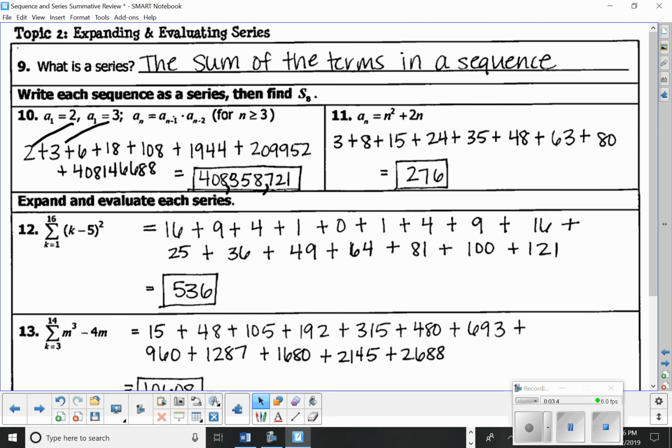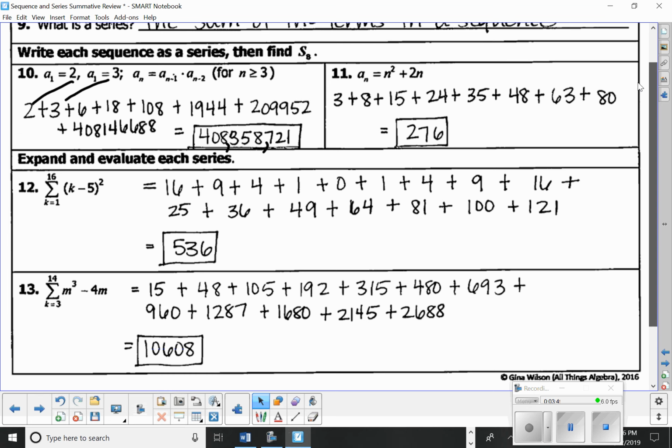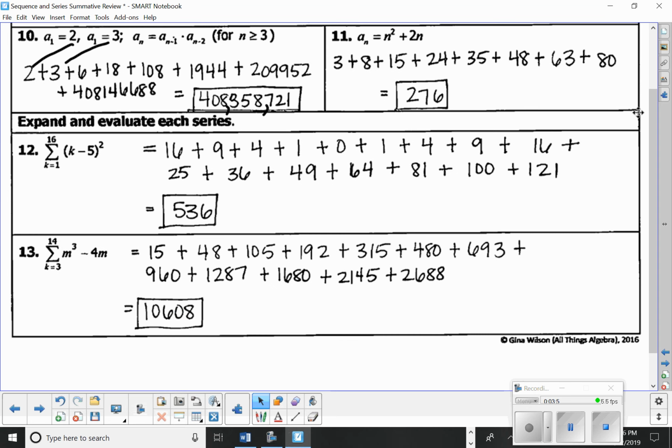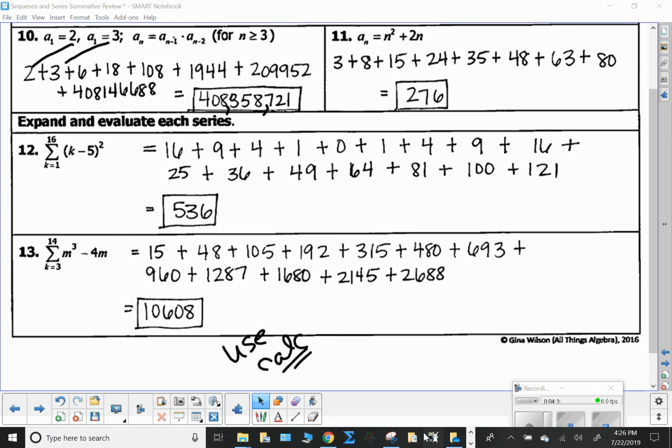Now, while the summative review says to expand and evaluate, I would say just use a calculator. Okay, I would never expand these. You should understand what it means to expand it, but if I ever ask you to expand it, I wouldn't ask you to do 16 of them. That gets a little bit repetitive and tedious. So, using the calculator, I will pull it up and do one of these just so that you can see it.